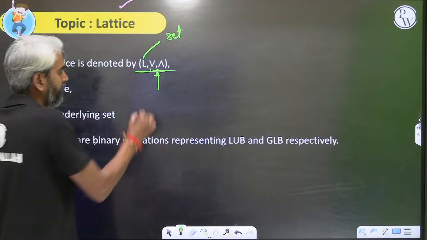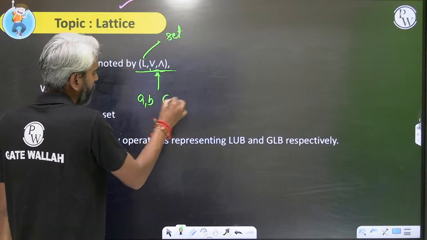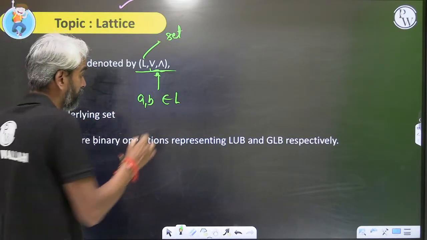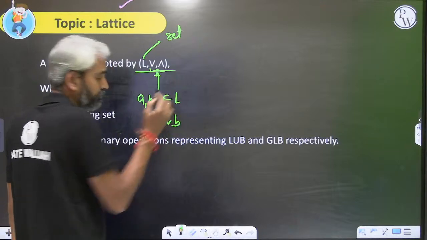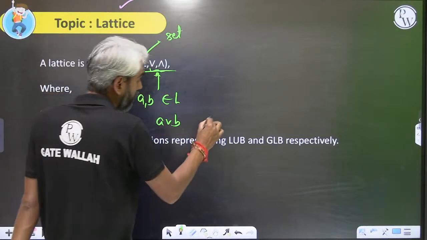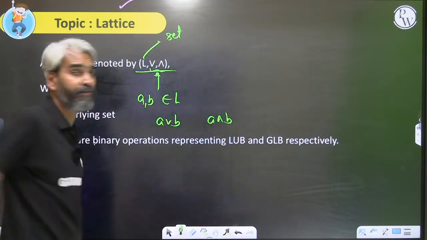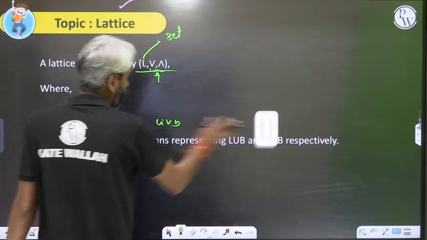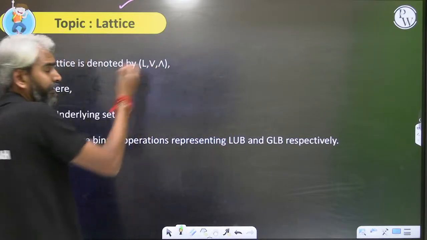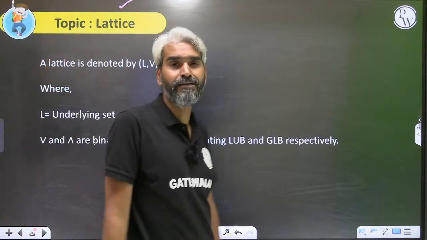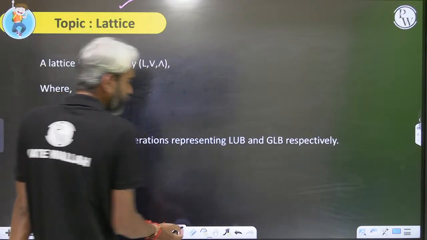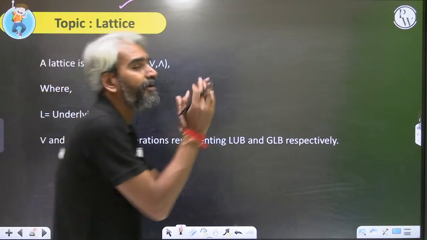Now, somebody tells me that there are two elements A and B belonging to set L. Then how do we denote the least upper bound of A and B? We denote it using this. How do we denote the greatest lower bound of A and B? We denote it using this. So this is just for notation purposes, you don't need to worry about that. These symbols look like the or and and symbols in propositional logic, but don't worry about them. They are just for notation purposes, to recognize something.